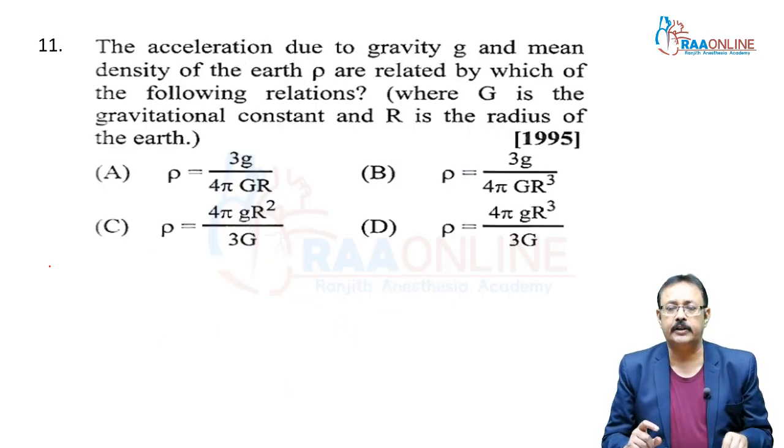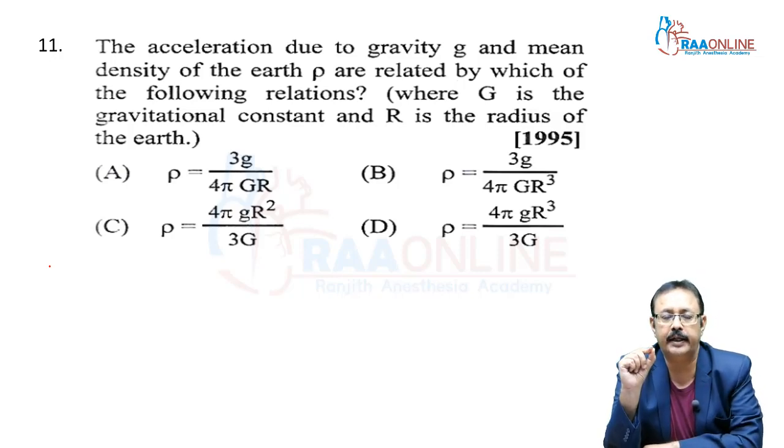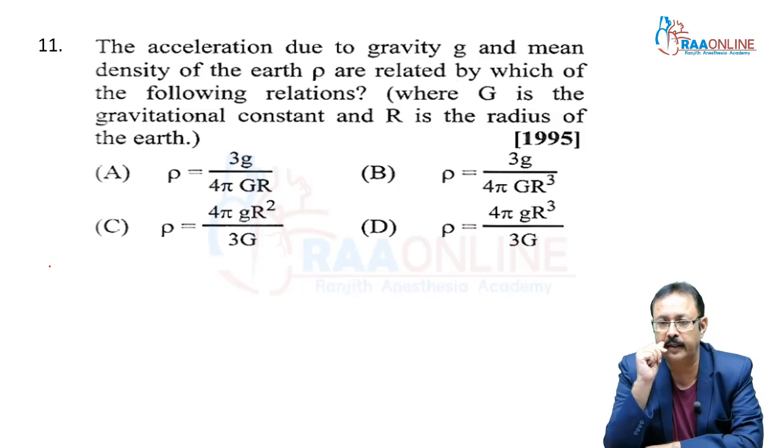11th. It is from 1995 AIPMT. The acceleration due to gravity g and mean density of Earth rho are related by which of the following relations?